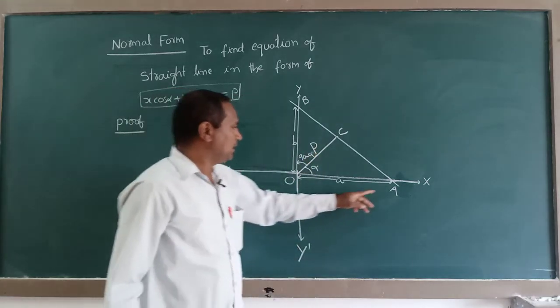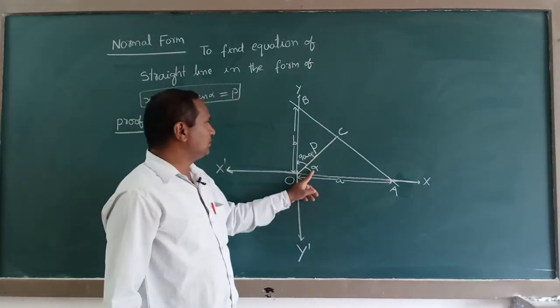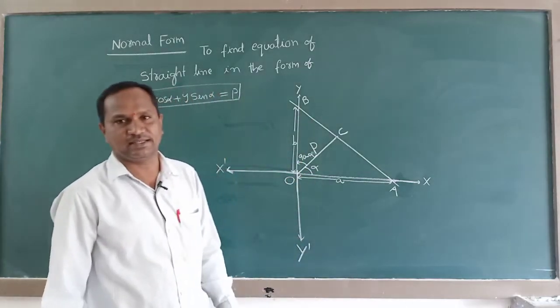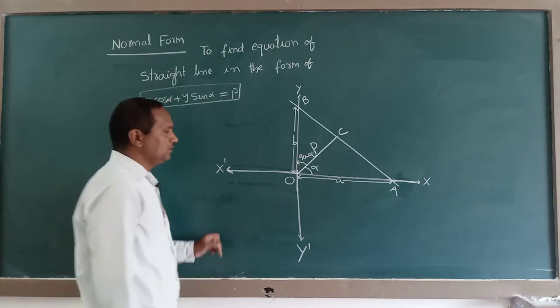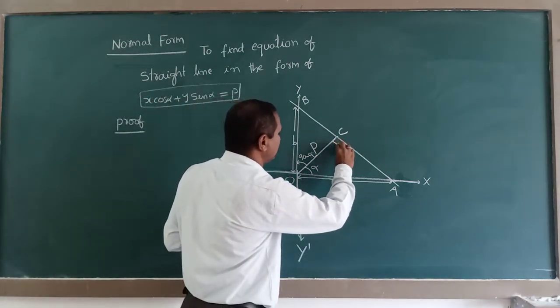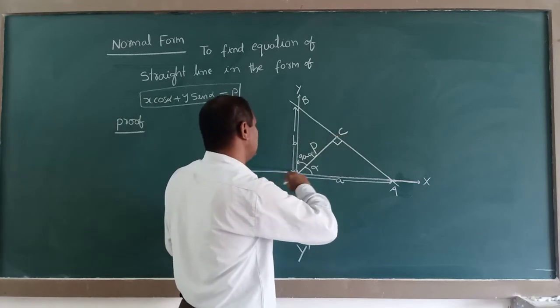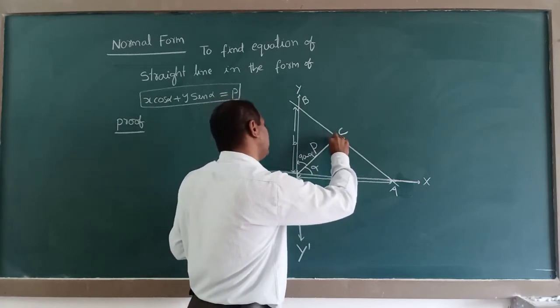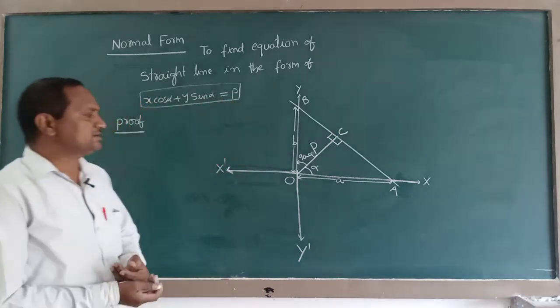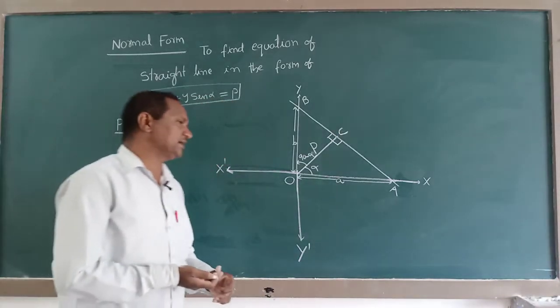That's why, if angle AOC is equal to alpha, then definitely angle BOC is equal to 90 minus alpha. Here we are seeing right angle triangles like this. Here OC is always perpendicular, and at the same time on this side also it is perpendicular. That's why here we are seeing two types of right angle triangles.